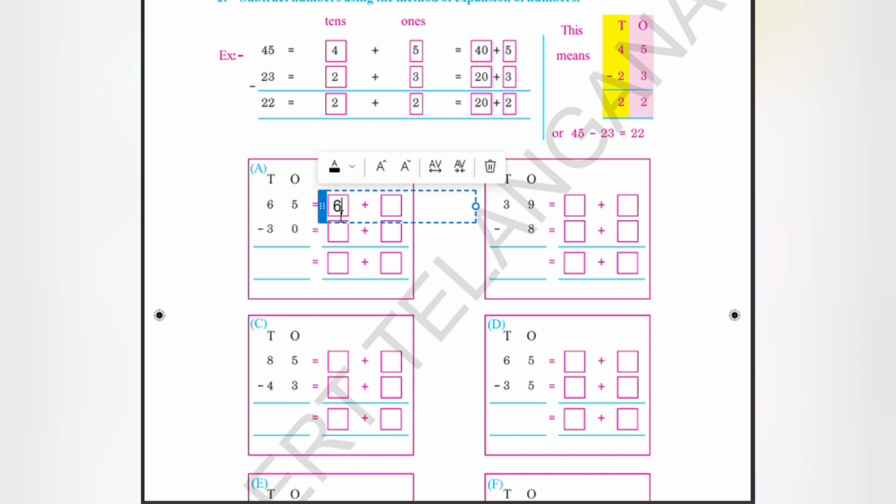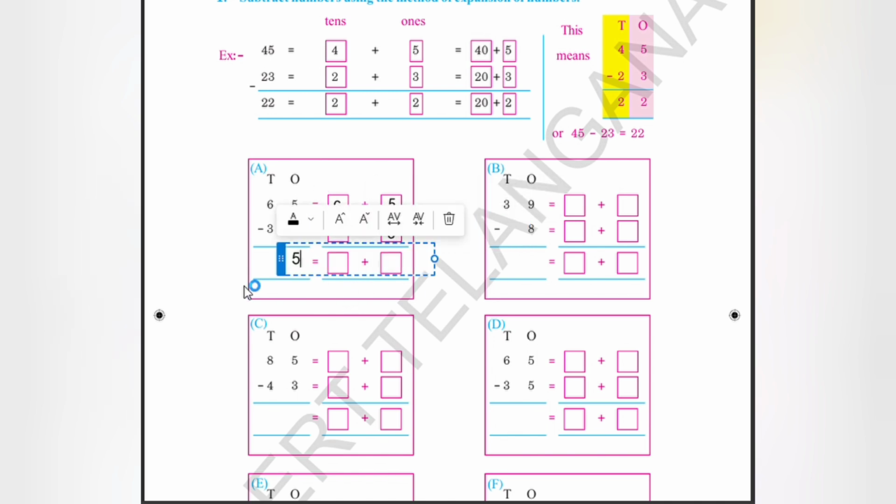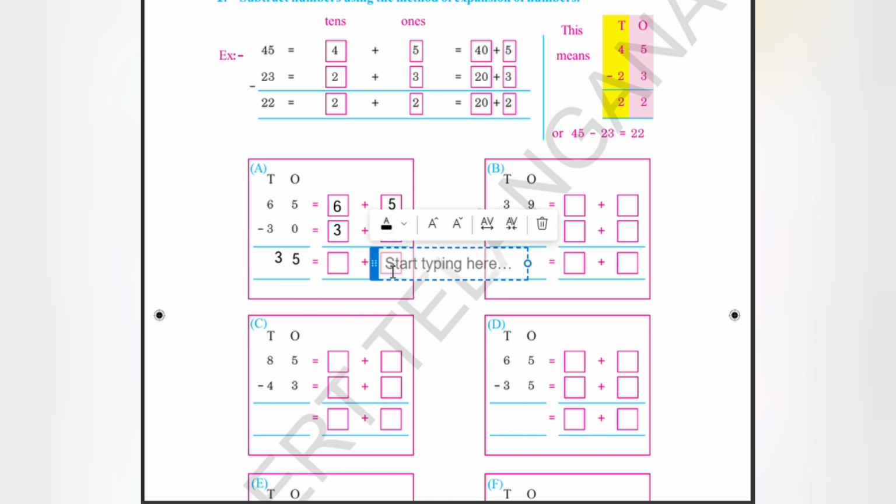65. How is 65 written? Here it is written as 6 and here as 5. 30 is written as 3 and here 0. Okay, so 65 minus 30. Write 5 here. 6 minus 3 is 3. 5 minus 0 is 5. 6 minus 3 is 3.